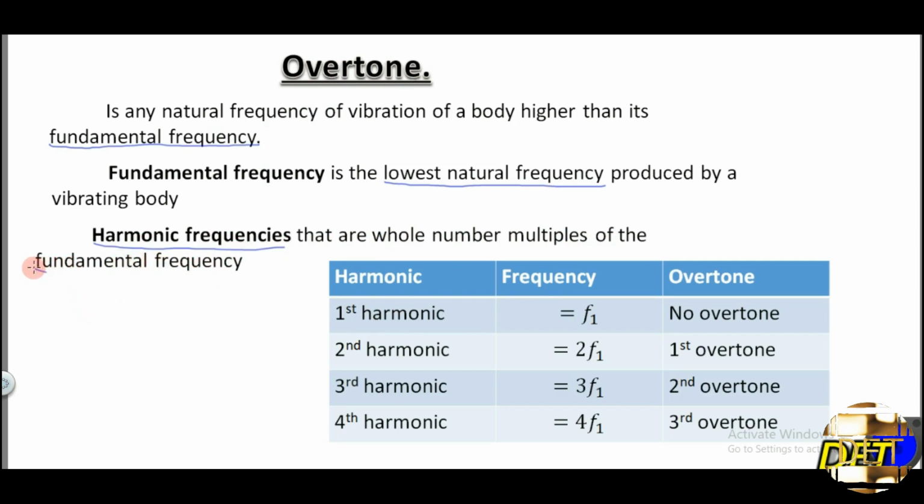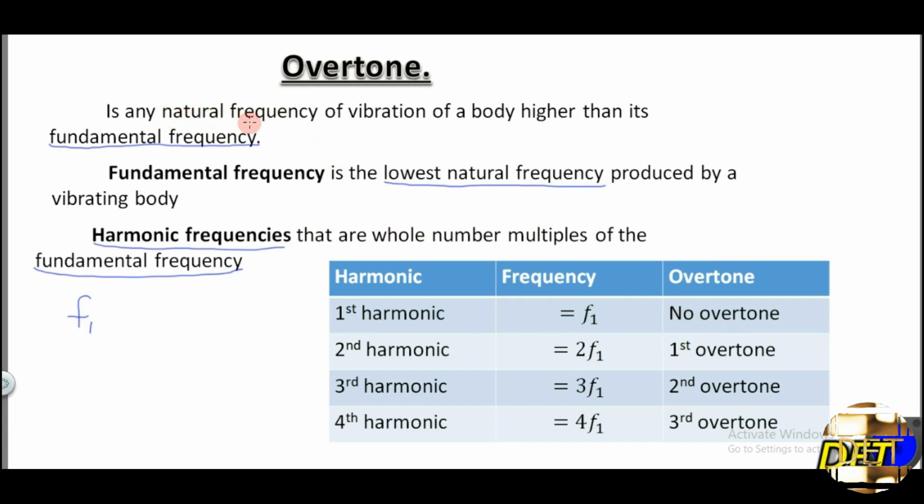So the fundamental frequency is written as F1. This is the lowest natural frequency produced by a vibrating body, and it is the fundamental frequency. It is fundamental because it is the lowest natural frequency, right? So it is F1. So the first harmonic frequency is equal to your fundamental frequency. And what that means is that there is no overtone.